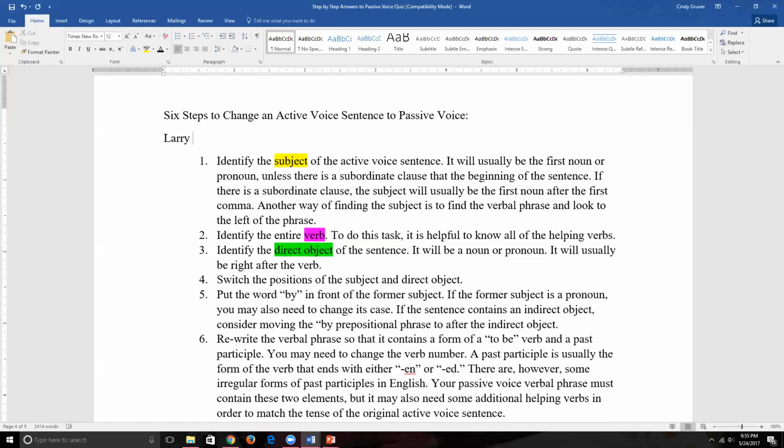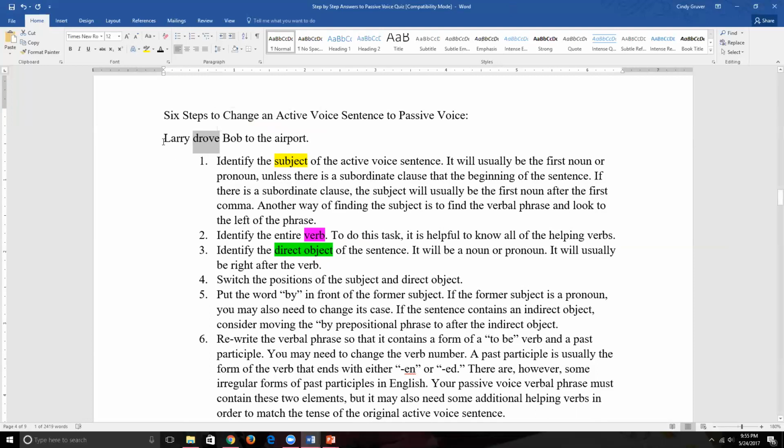Larry drove Bob to the airport. Okay, this is an active voice sentence because our verb is drove. We don't have any to be. The past participle of drove is driven, so we don't even have a past participle in this sentence.